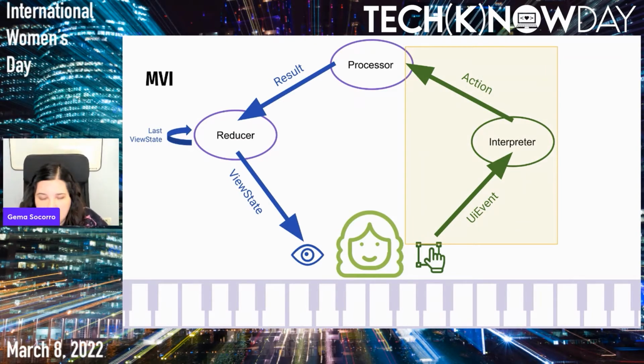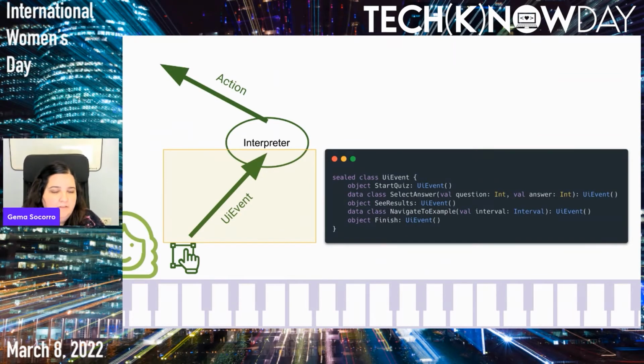So let's go with the first part and see it in detail. For example, in the case I was working on, which was the quiz app, here I created a new event for everything that could be done from the UI. And this is what you have to do if you want to apply MVI to your application. You have to think about those events that can be triggered from the UI and create them here. So in my case, I created one for start quiz, the one that will be launched once the activity or fragment is shown. And then select answer for every time the user selects an answer, see results when the user wants to see the results, navigate to sample to navigate to the musical reference and listen to it, and finish for when the user clicks the finish button.